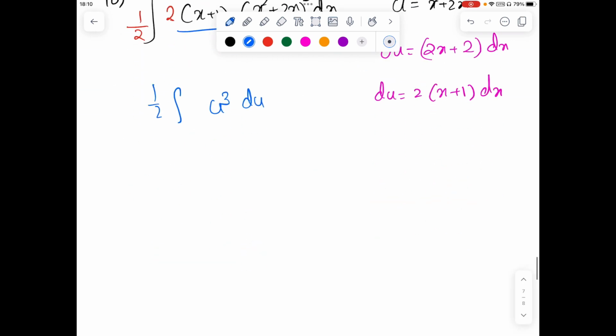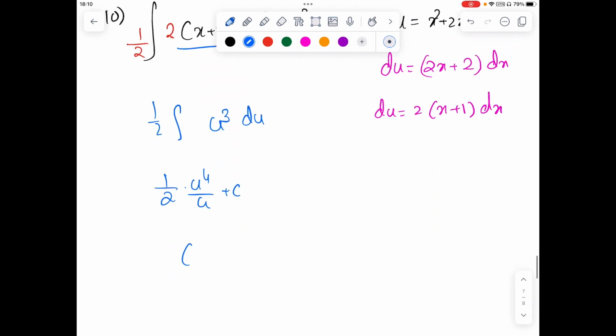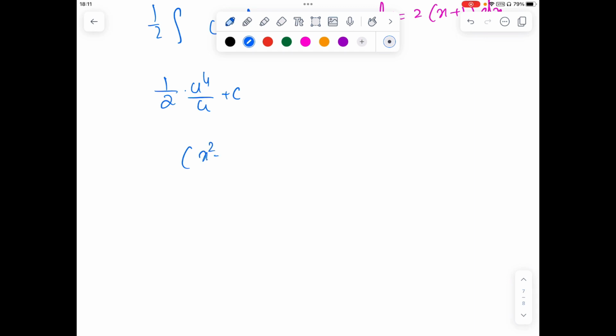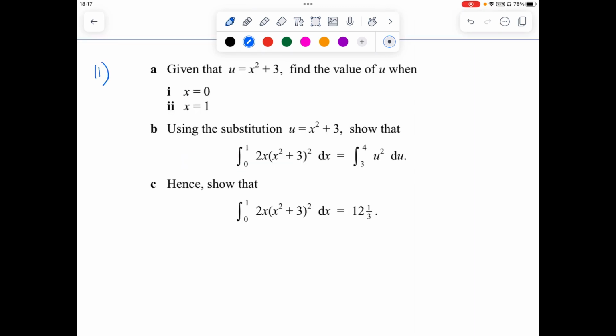The integral of u cube is nothing but u power 4 upon 4 plus c. So u is nothing but how much again? x square plus 2x. x square plus 2x whole to the power of 4 upon 8 plus c. This is going to be the answer. Number 11. Given that u equals x square plus 3, find the value of u when x equals 0. When x equals 0, it will be 0 square plus 3, which is 3.